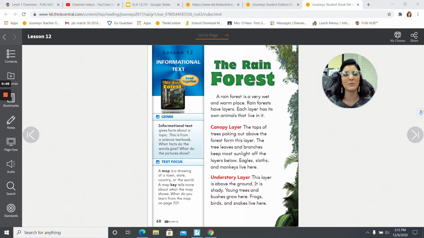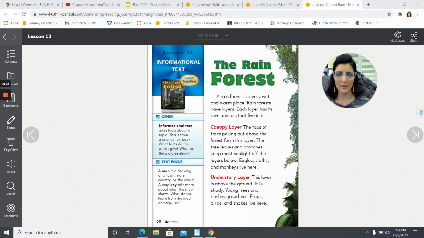Today we are going to be reading our second story of the week about the rainforest. And then we're going to be doing our compare and contrast that we always do with our Venn diagram. So remember, you're thinking about how is our first story, How Leopard Got His Spots, different and how is it the same compared to our story about the rainforest.